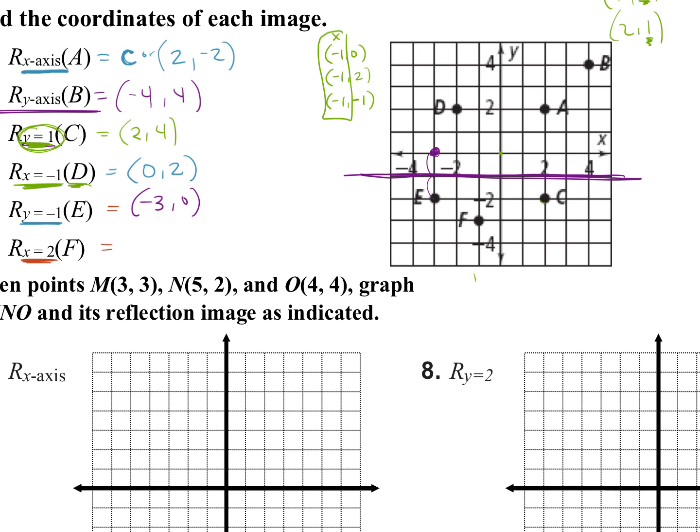Got it. Okay. F is x equals 2. Yeah, that's this line, x equals 2. So F is currently right here. So 1, 2, 3. You need to go 1, 2, 3, and that'll be your F prime. So that is 5.